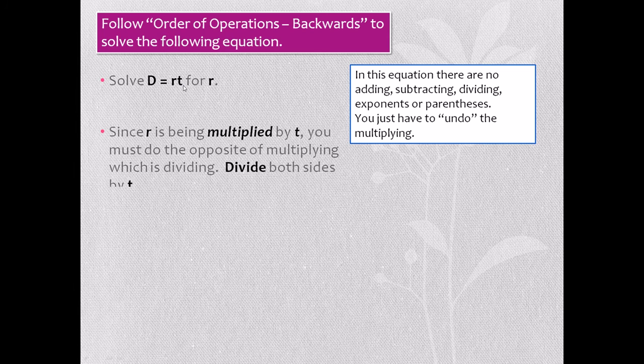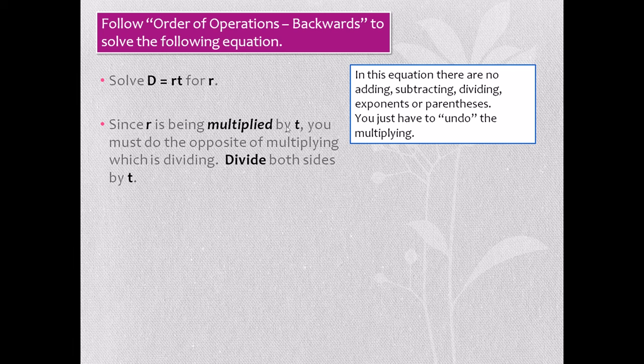Well, since r is being multiplied by t, you must do the opposite of multiplying, which is dividing. So let's divide both sides by t. I'm going to divide the capital D by the t. I'm going to divide RT by t because I'm trying to get r alone. R needs to be alone. It needs some time by itself.